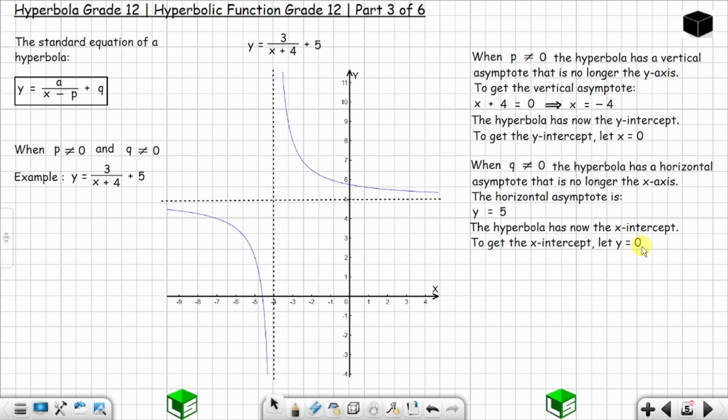Again, remember when the value of p is positive, as in this case, the hyperbola shifts p units to the left. You can see this hyperbola has shifted to the left from 0 to -4. So when p is positive, the hyperbola shifts to the left. When p is negative, the hyperbola shifts p units to the right.